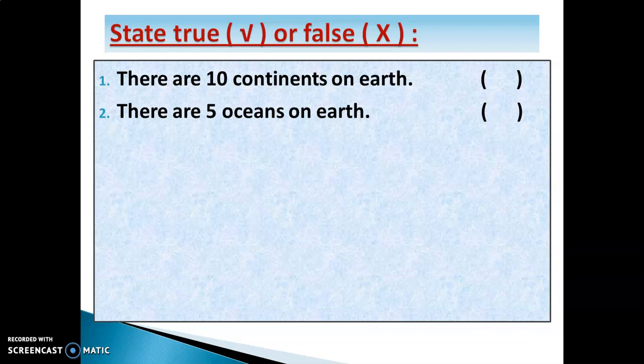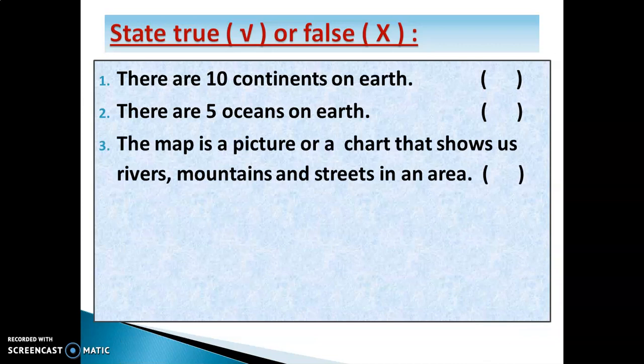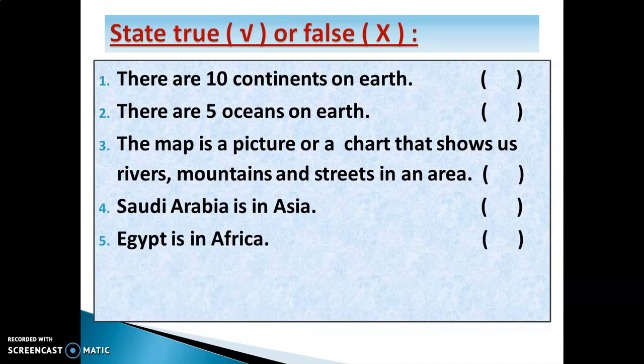There are 5 oceans on Earth. Yeah, that's right. We have 5 oceans. They are the Pacific Ocean, the Atlantic Ocean, the Indian Ocean, the Southern Ocean, and the Arctic Ocean. The map is a picture or a chart that shows us rivers, mountains, and streets in an area. Yeah, that's true. And number 5, Saudi Arabia is in Asia. Yeah, that's right. Egypt is in Africa. Yeah, true. Bahrain is in Africa. No, that's wrong because Bahrain is found in Asia.